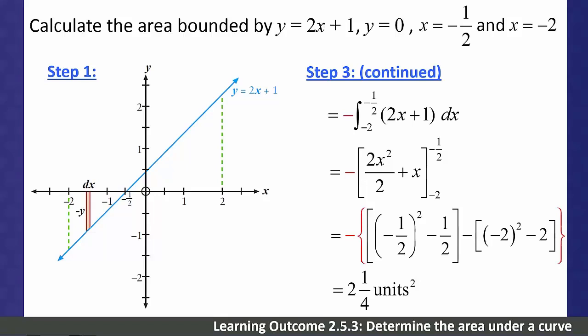So we can say that the area under the curve y equals 2x plus 1 between the x-axis, minus a half and minus 2 is 2 1/4 units squared. As you can see from this example, when we are finding the area that is below the x-axis, the length of the small rectangle is negative y because it is taken from the axis to the graph in the negative direction. If we use the correct negative sign for y as we did here, we get a positive answer for the area. If we were to use positive y, we would get a negative area, which would make no sense.